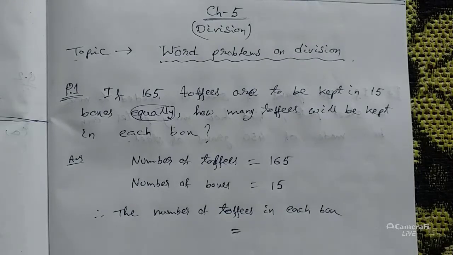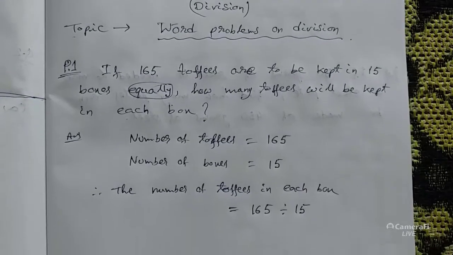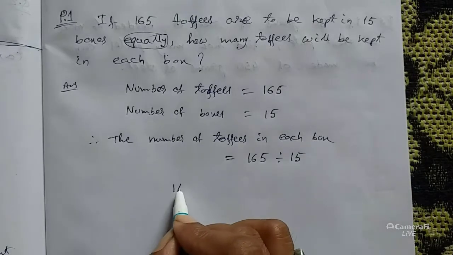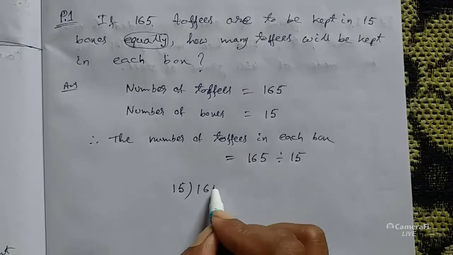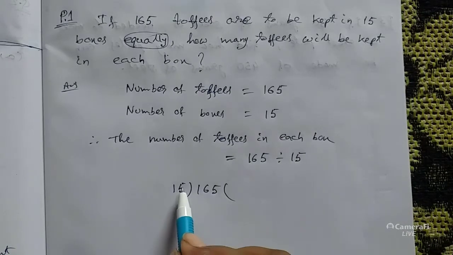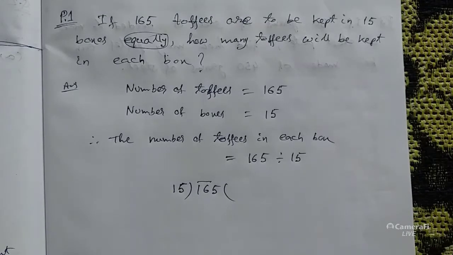So here we have to divide 165 by 15. Here is a 2-digit number, 15. We have to divide 165 by 15. Here is the process. So here 15 has 2 digits, so we should take the first 2 digits, 16.